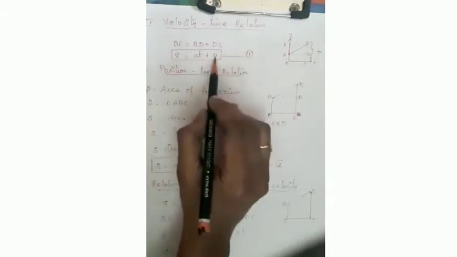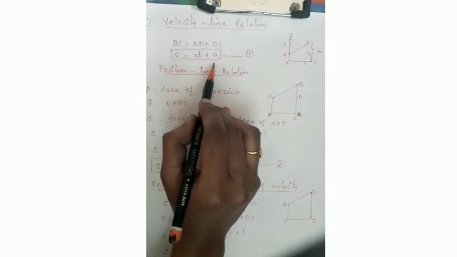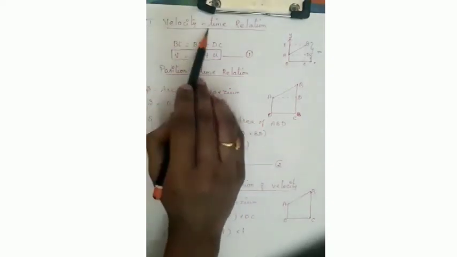DC is the initial velocity U. So now V is equal to AT plus U, which is the first equation of motion under the velocity time relation. Is that clear?